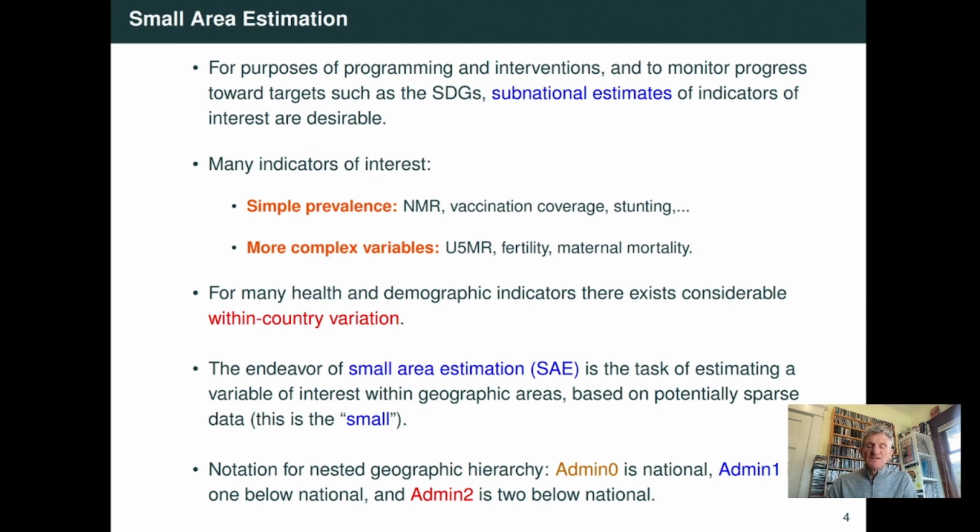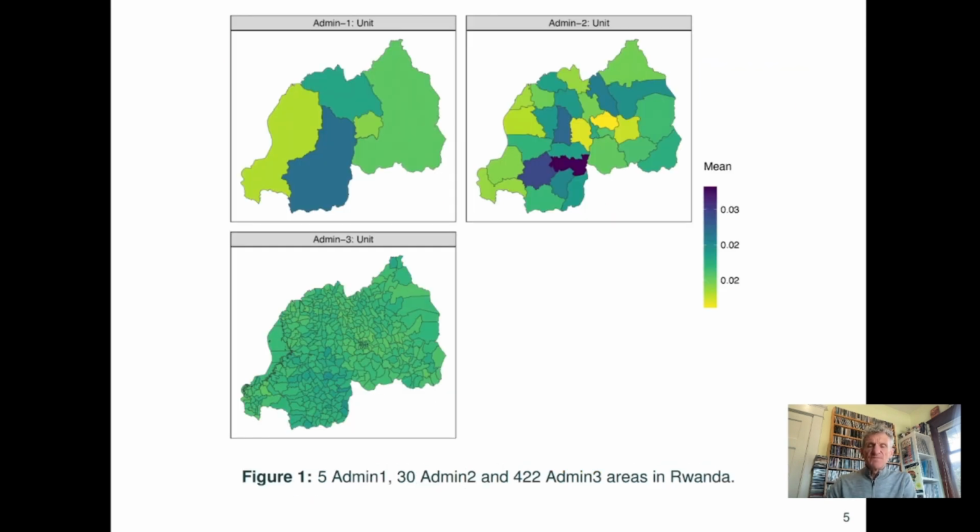And then the notation here I'm going to use is when I refer to admin 0, that's going to mean the national level. Admin 1 will be 1 below national, admin 2 2 below national, admin 3, 3 below, etc. So here to show you that, here's 3 levels of nested geographies for Rwanda. So the national level would be the whole, that's admin 0, that's the whole country. Then we have 5 admin 1 areas here, 30 admin 2 areas in this top right, and then we have these 422 admin 3 areas in the bottom left.